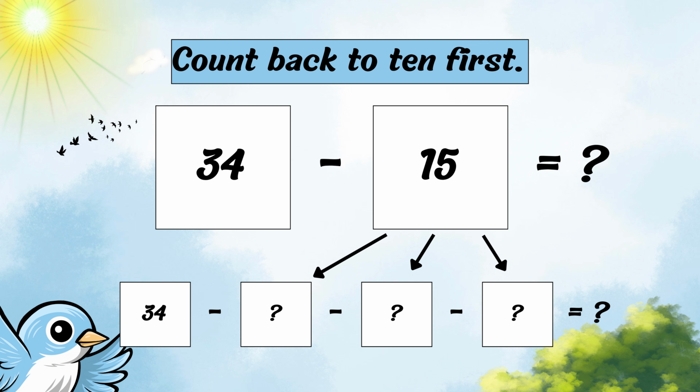Count back to 10 first. 34 minus 15 equals? Break the 15 into smaller numbers and count to 10 first. 34 minus 4 equals 30. Break the 11 into smaller numbers and subtract the tens first. 30 minus 10 equals 20.